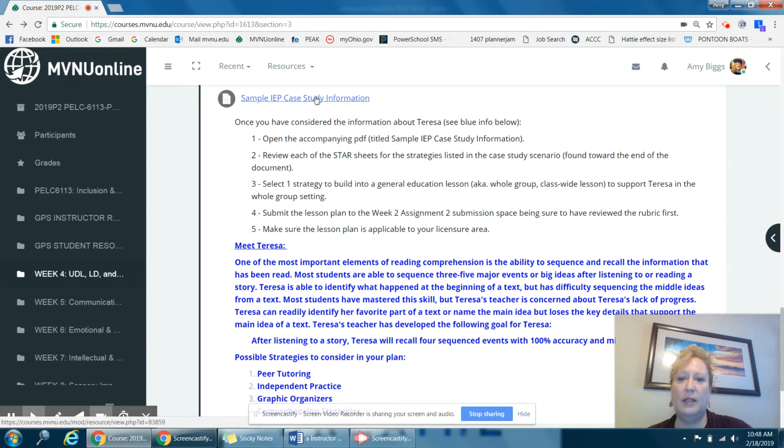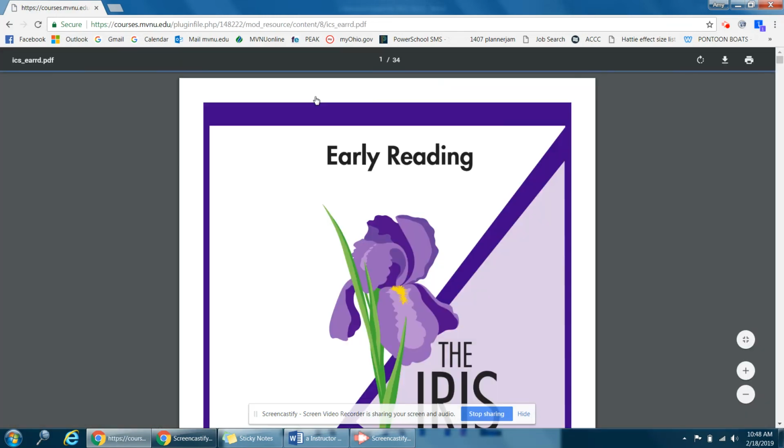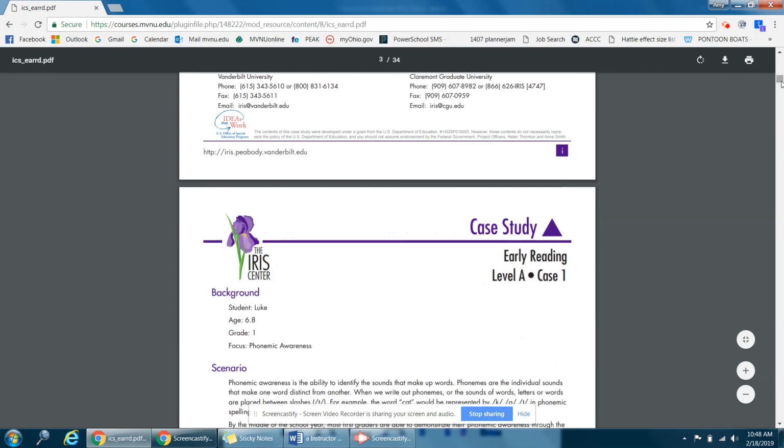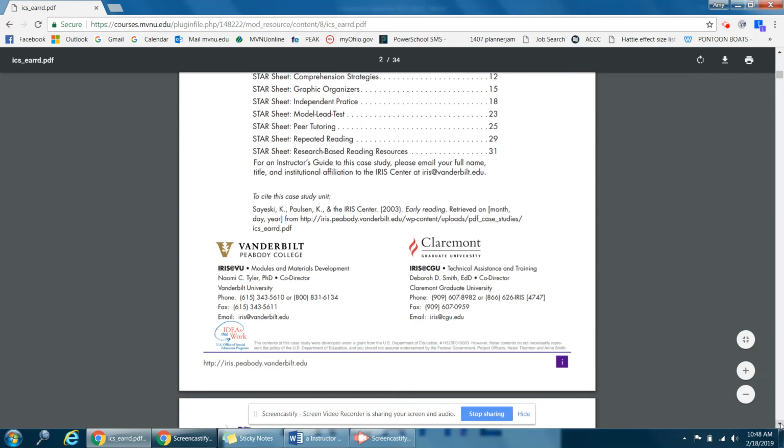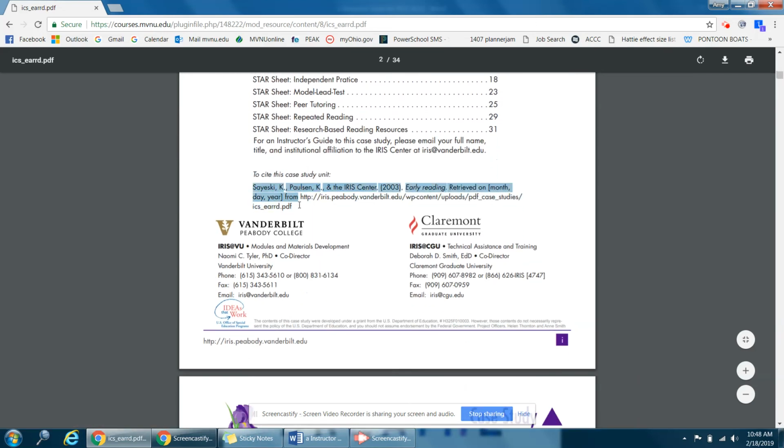So you want to open this PDF right here. And after you open the PDF, you're going to look through all of the star sheets. You're going to scroll down through here, and you're going to see each of these star sheets for comprehensive strategies, graphic organizers, independent practice, peer tutoring. All of those are in there. And if you want to cite this study, this is already done in APA style for you right there.